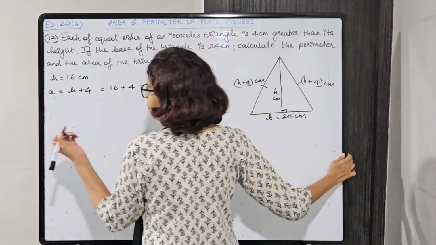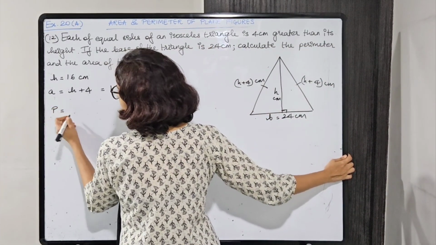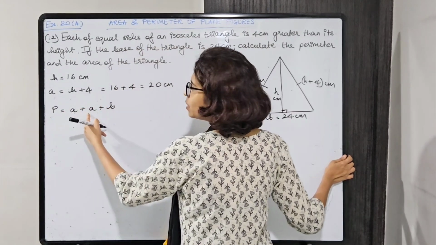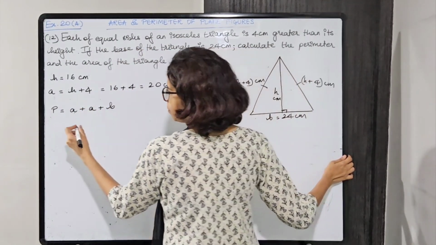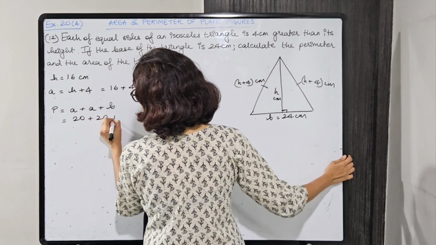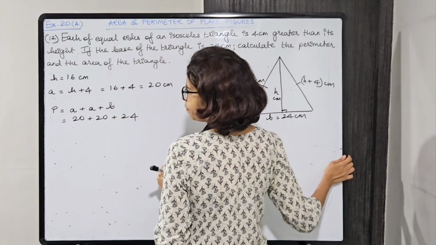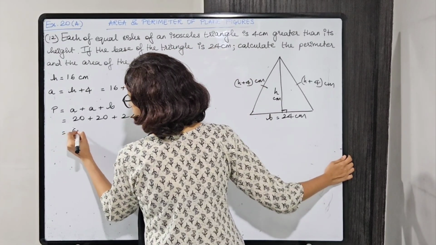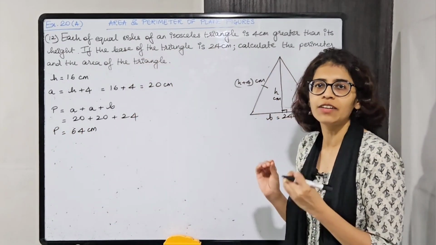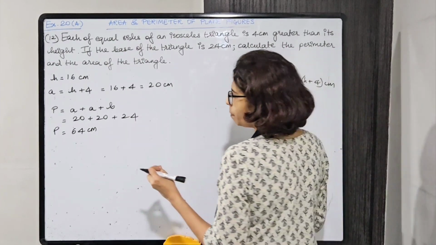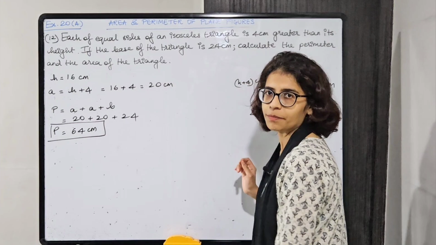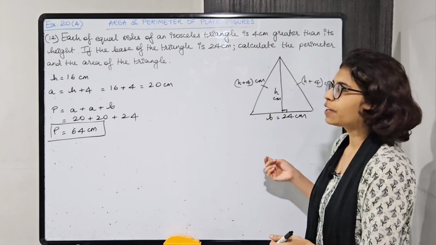So पहले पेरीमीटर फाइंड आउट करते हैं. Perimeter will be 2a plus b, the equal sides plus the base. So that will be 20 plus 20 plus 24, right? So that will be 64 centimeter. Don't forget the units, students, very very important. Okay, तो पेरीमीटर है 64. Now we'll find out the area.